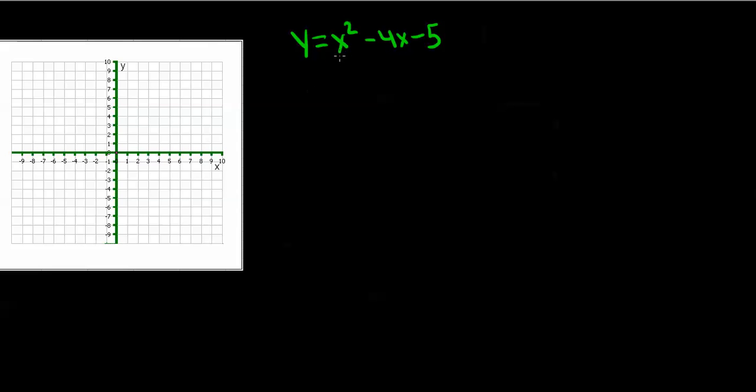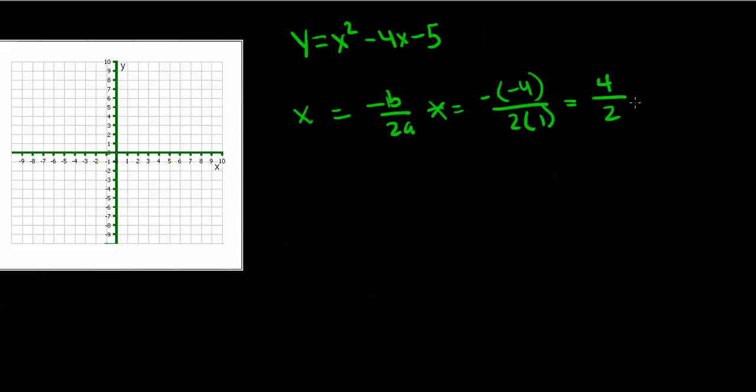In order to do this, we're going to use our formula: x equals negative b over 2a. And we're going to plug in the information that we have. So x equals negative b, and our b is a negative 4, so it becomes a positive 4, over 2 times a, and a here is 1. So we now have 4 over 2, which would give us 2. So we know that the x value of the vertex is going to be 2.